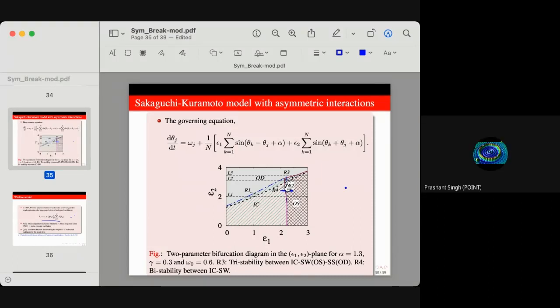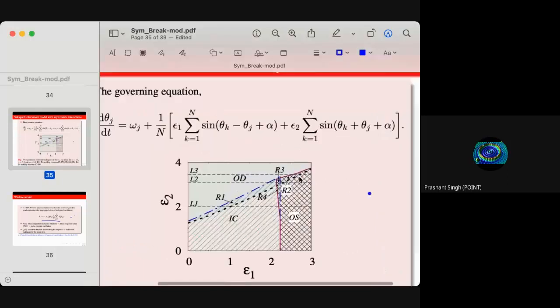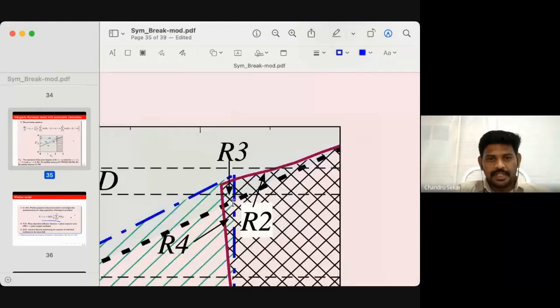So here in this particular diagram, the R3 region is there. I didn't get which point it is from where I could have a tri-stability condition in this diagram. Yeah. So in this region, you see that. Okay, sir. So the region bounded by this dotted line and blue solid line, we have a tri-stability. It's a very small region.